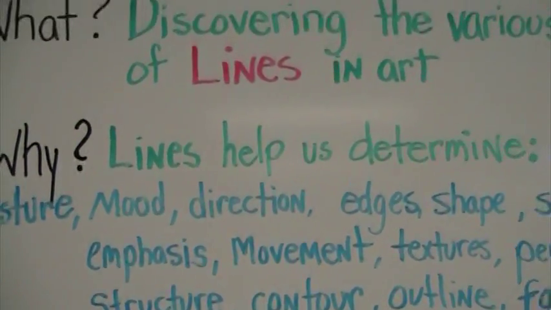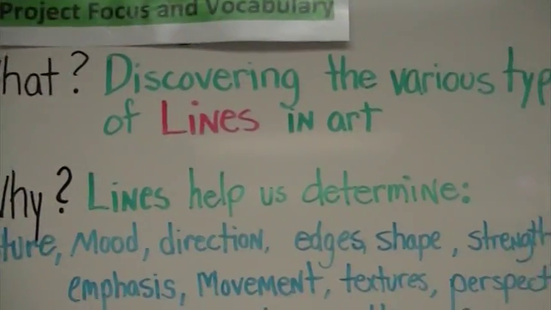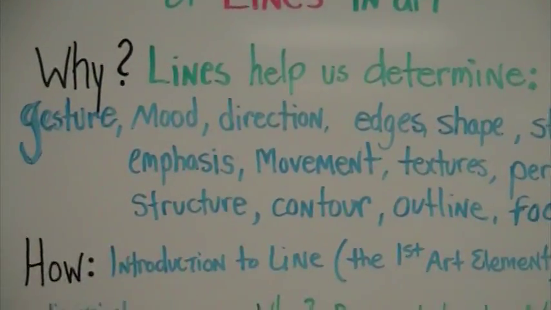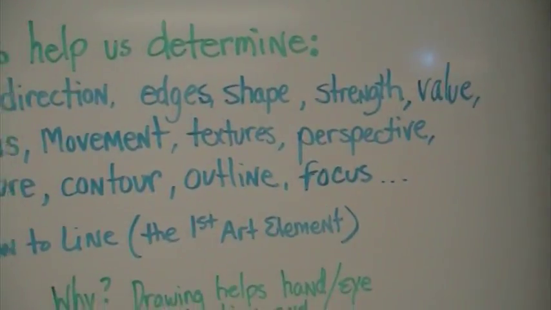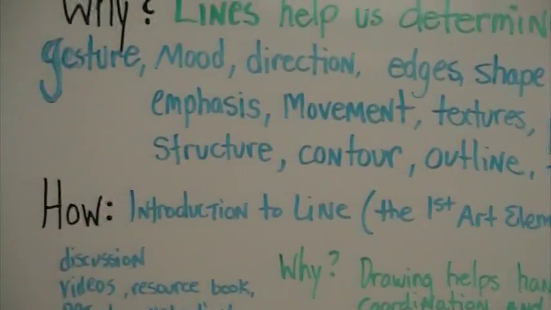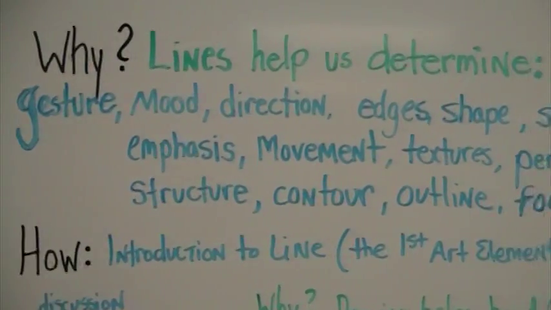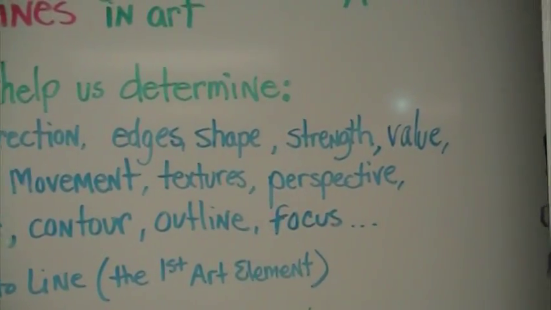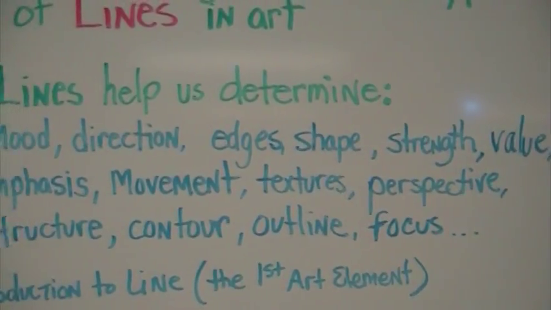We are on Unit 1 and we are talking about discovering the various types of lines in art. Why are we doing this? Because lines help us determine all kinds of things. We've covered gesture drawing, movement, contour, blind contour, outline, and that lines can give you personality.